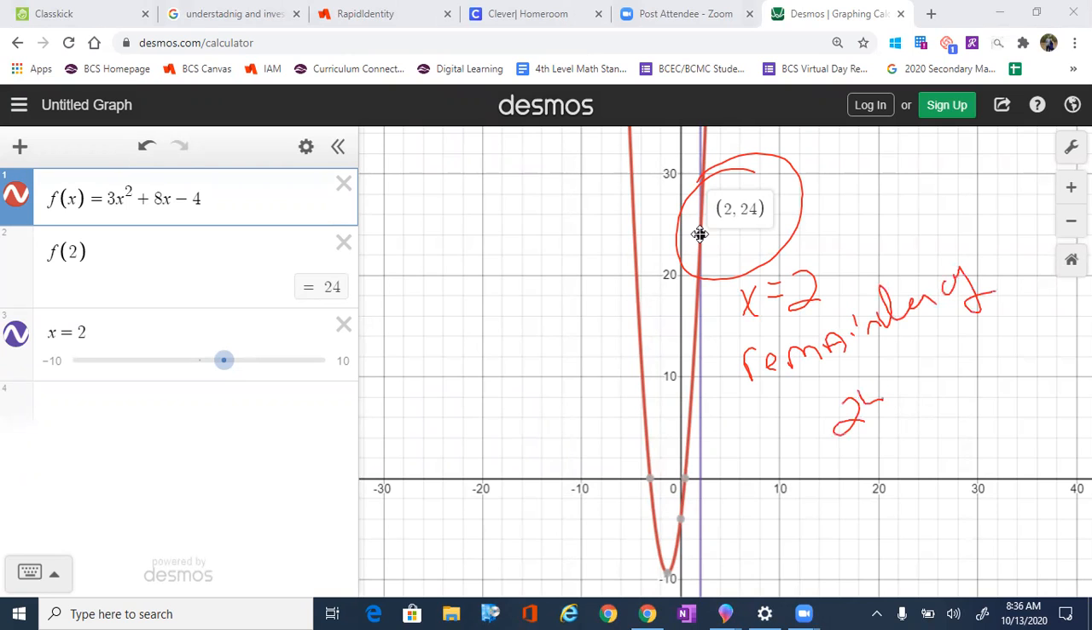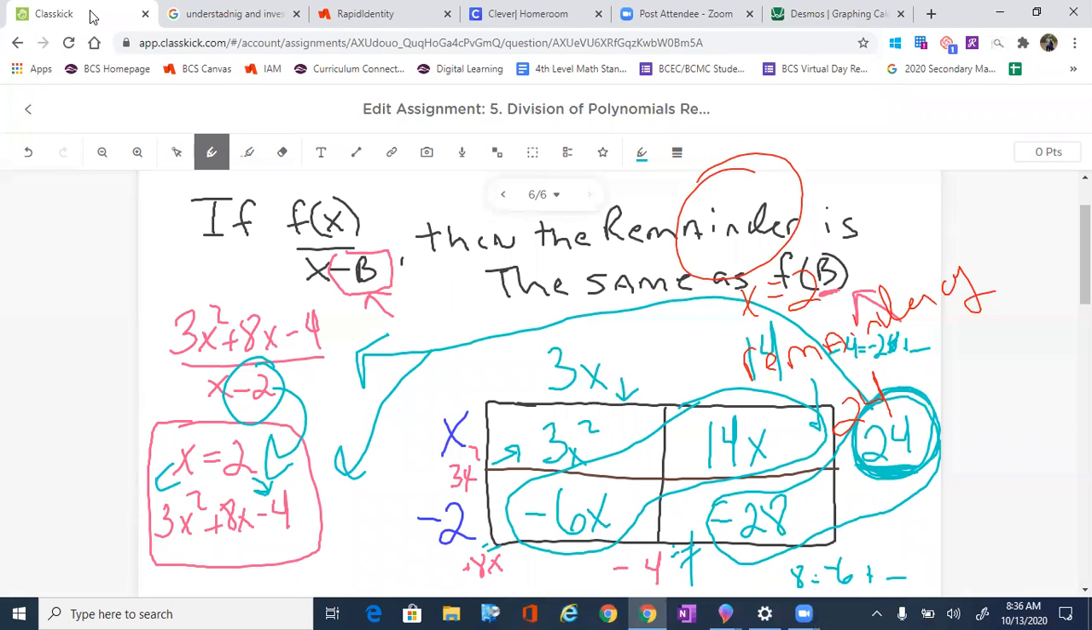of 24. And what that tells us is that this binomial, x minus 2, is not a factor. And that's really important to remember. Remember, a remainder of 0 is the only way it is considered a factor.